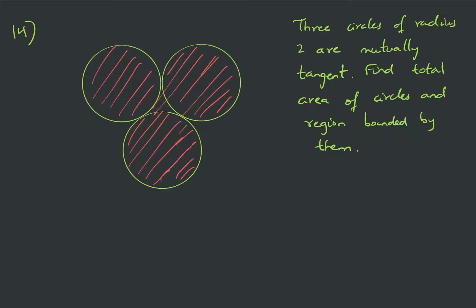Yeah, so here there are three circles, each of radii 2, and they are mutually tangent to each other. So each circle is tangent to the other two, and you need to find the total area, that is the area of these 3 circles plus this area also. Okay, we can easily find the area of these 3 circles. So the main challenge is to find the area of this region. So let us see how to solve this problem.